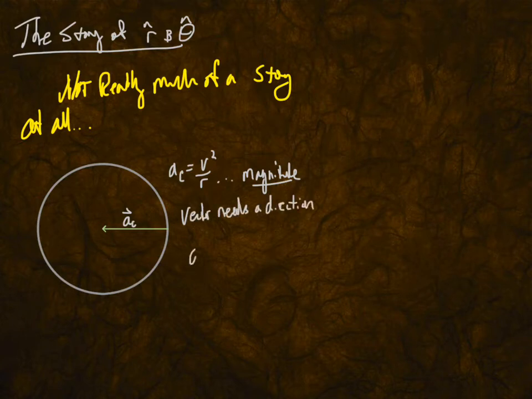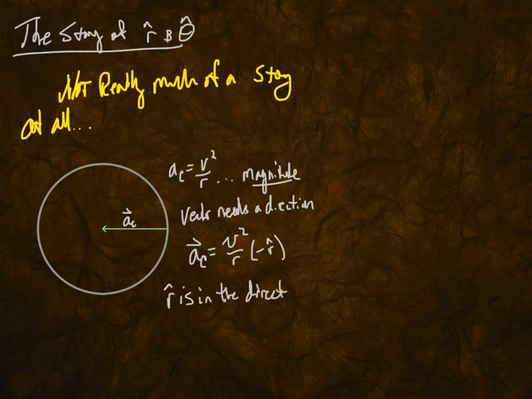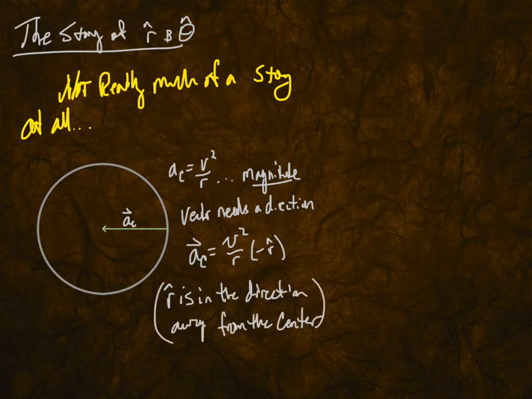But in order to give our math a direction, the centripetal vector is v squared over r times a negative r hat. And you'll understand the negative in a little bit. It's going to make sense a little bit later. Because r hat is in the direction pointing away from the center. So imagine if you move 3 units away from your origin, then that would be 3 units in the r hat direction.